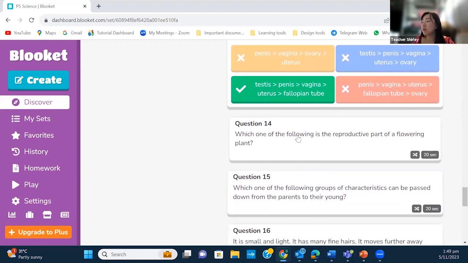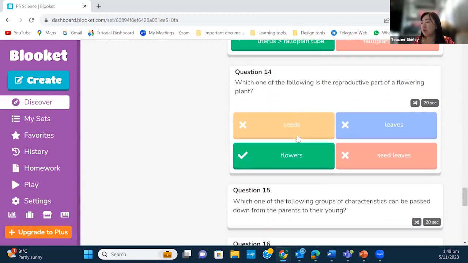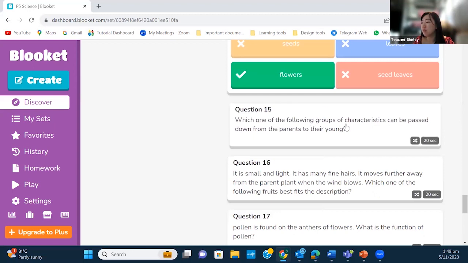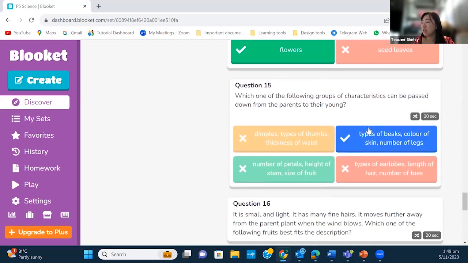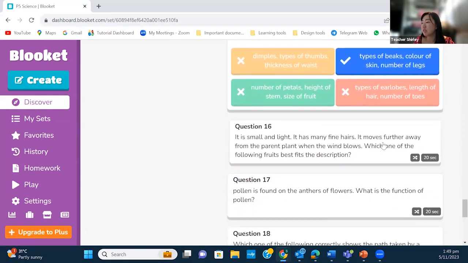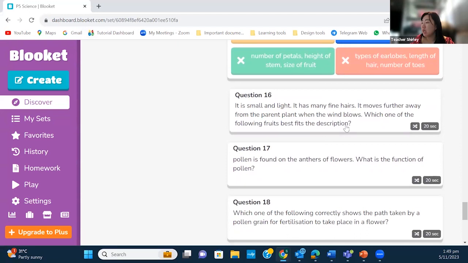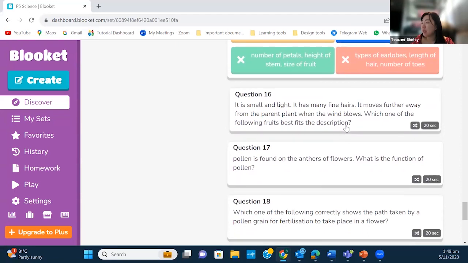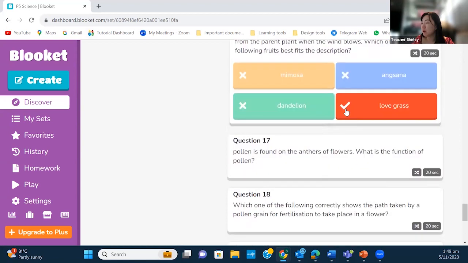Okay, which of the following is the reproductive part of a flowering plant? I think we did this just now, it's the flowers. Which one of the following groups of characteristics can be passed down from parents to young? Types of beaks, color of skin, number of legs, all this. It is small, it is light, it has fine hairs, it moves further away from the parent plant, so this one has to be love grass.